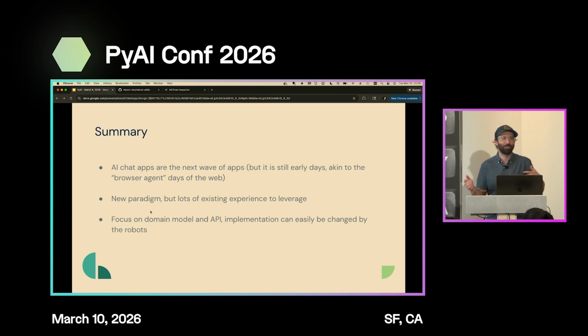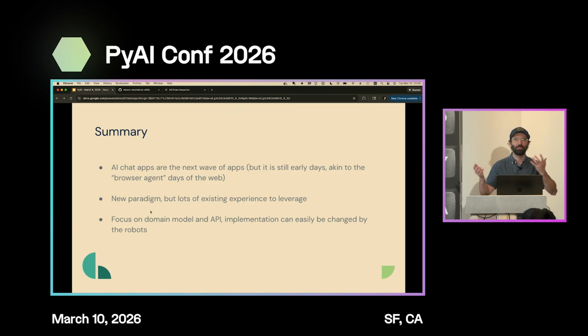It's akin to the browser agent days. We're already having to say, if we're showing this to ChatGPT, we need to make these slight tweaks, versus if we're showing the UI to someone else. That's all going to get sorted out, but now's the best time to get in on the ground floor of trying to build these apps. It's a new paradigm, but again, there's lots of existing experience to leverage.